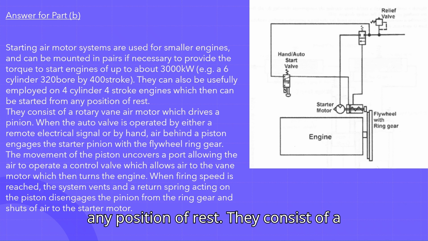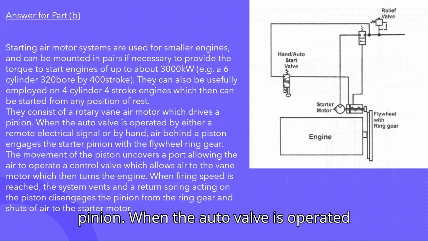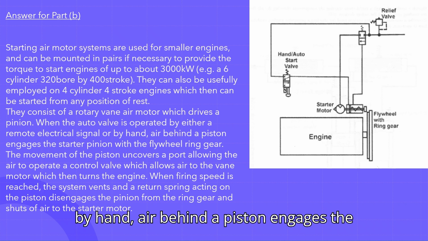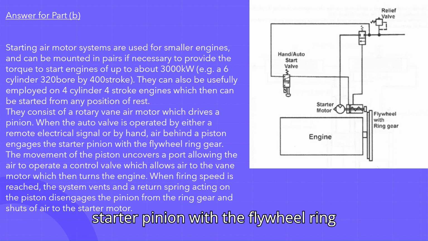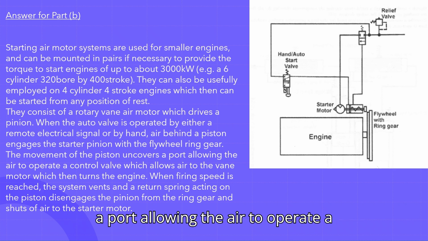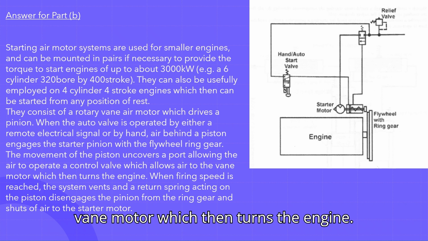They consist of a rotary vane air motor which drives a pinion. When the auto valve is operated by either a remote electrical signal or by hand, air behind a piston engages the starter pinion with the flywheel ring gear. The movement of the piston uncovers a port allowing the air to operate a control valve which allows air to the vane motor, which then turns the engine.